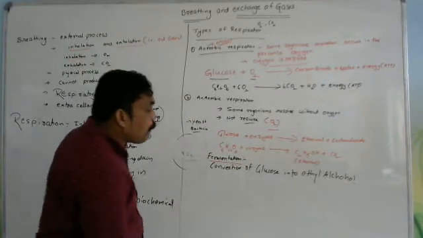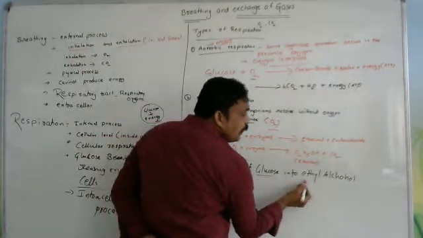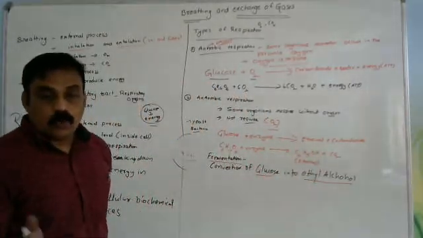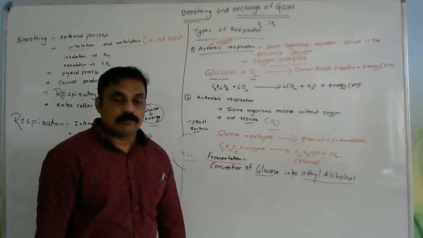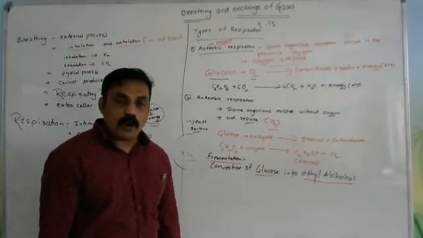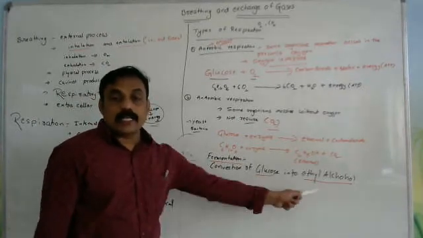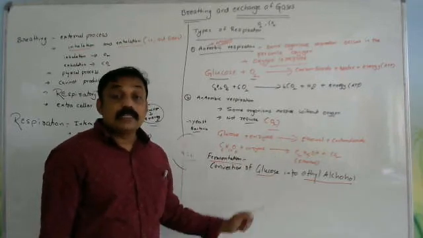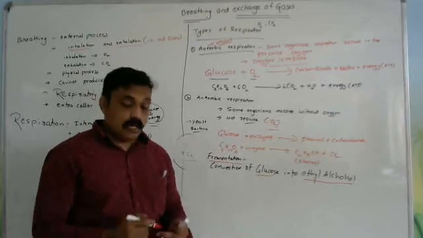So in that, what happened? This glucose molecule converts into ethyl alcohol, C2H5OH. There is no involvement of what? Oxygen. Without the involvement of oxygen, the glucose molecule directly converts into ethyl alcohol and releases carbon dioxide. That process we can call fermentation.